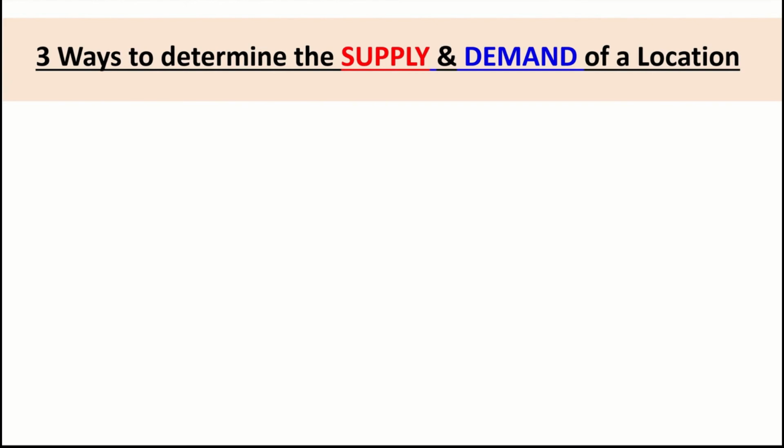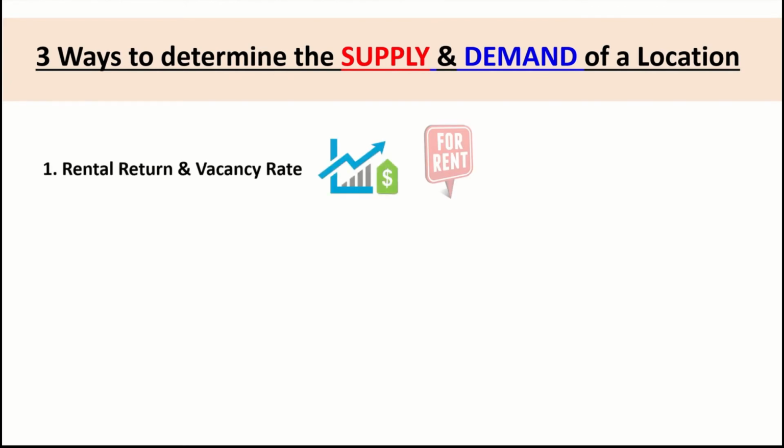To understand and determine the supply and demand of a region, you may refer to these 3 ways. Number 1. Rental return and vacancy rate. A place with high rental income and low vacancy rate is likely to be a place that is under supply and high demand.